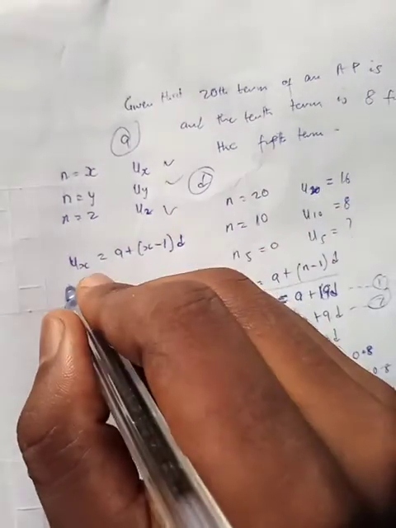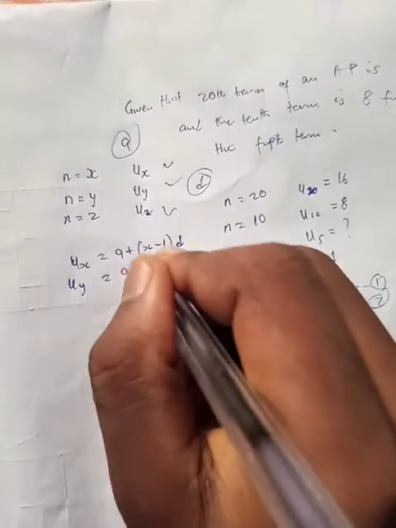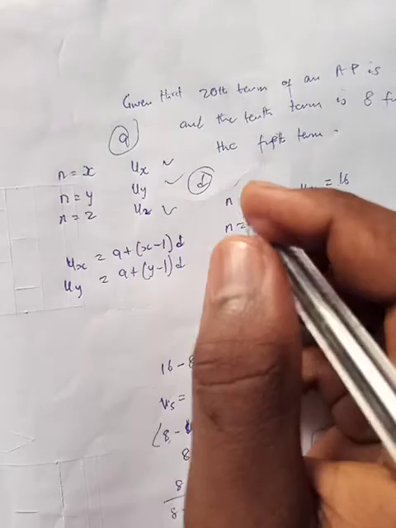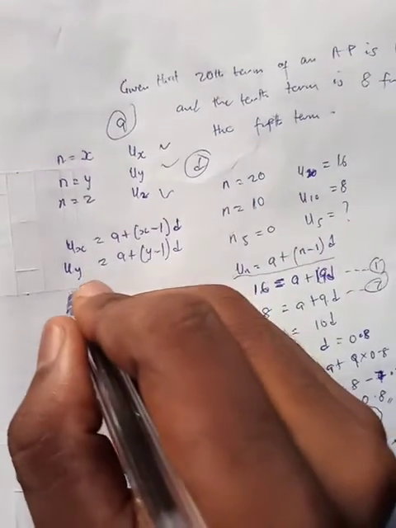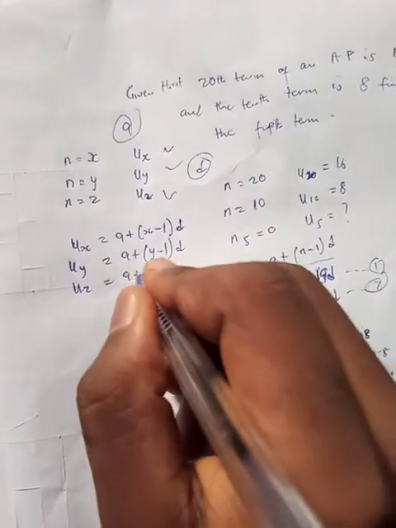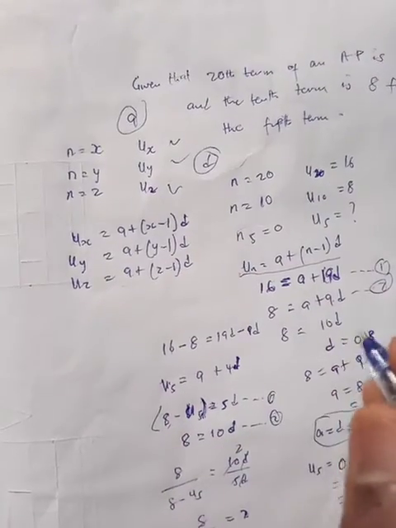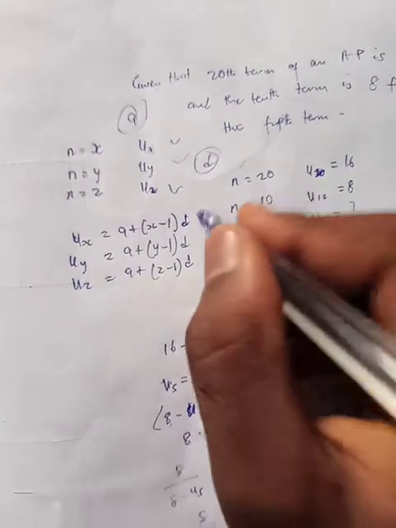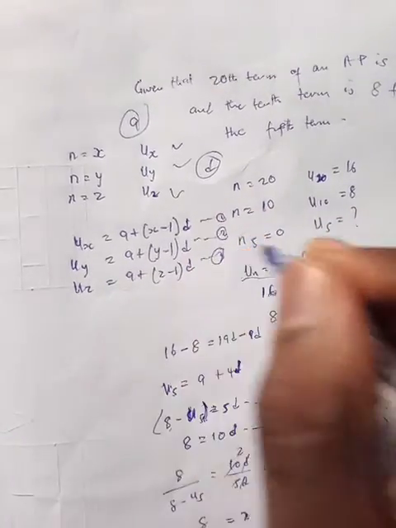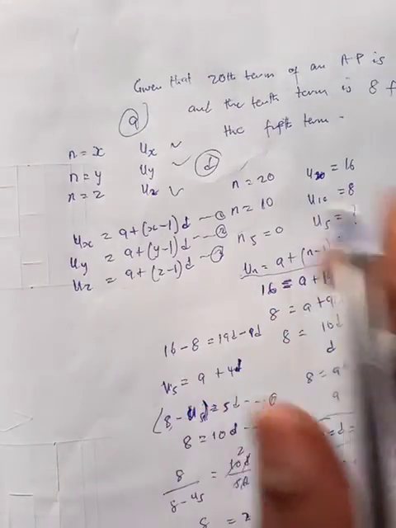Then we have uy equals a plus (y minus 1) multiplied by d. Then we also have uz equals a plus (z minus 1) multiplied by d. So we have obtained three equations: equation 1, equation 2, equation 3. So guys, let's take equation 2 minus 1.